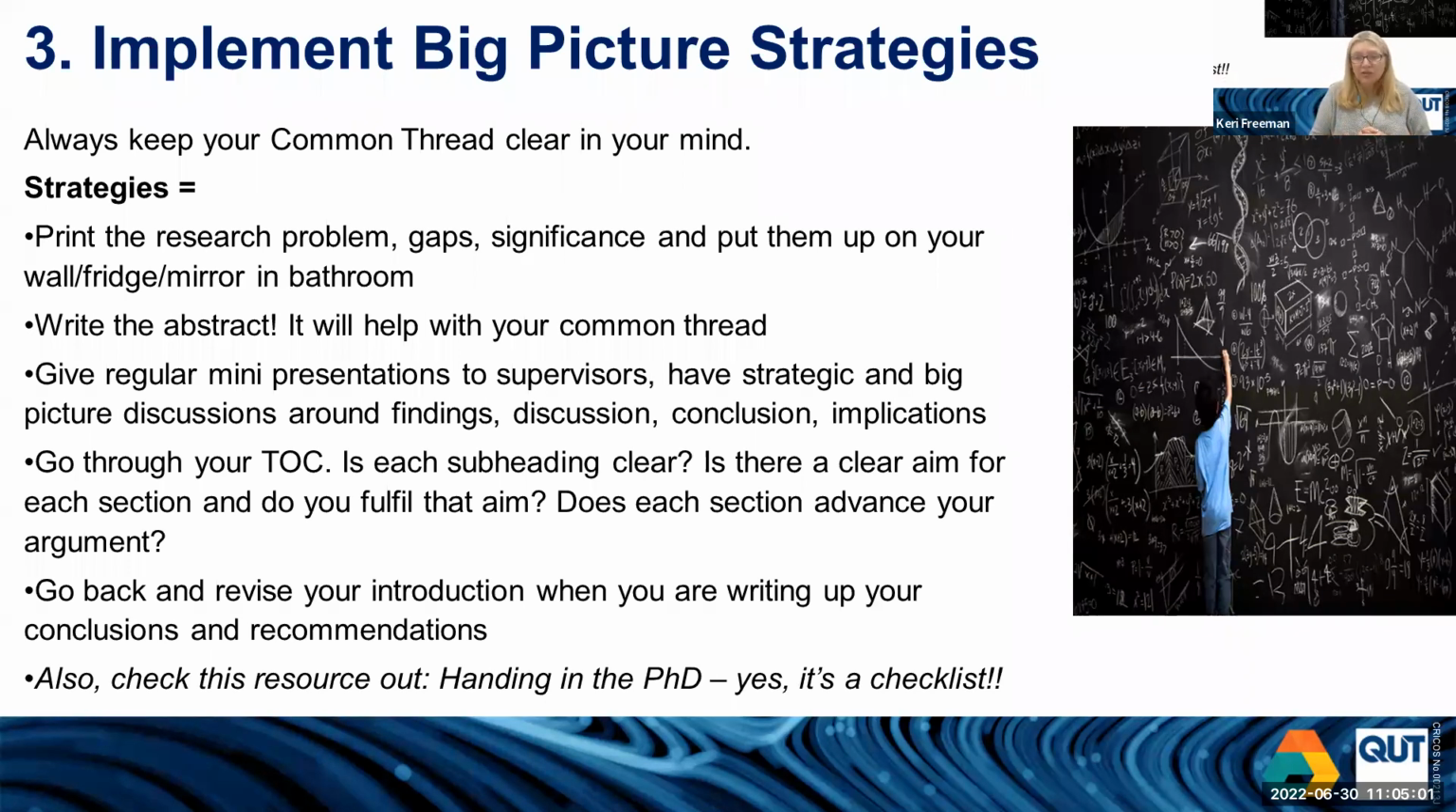Go back and revise your introduction chapter when you're writing up your conclusion. They are mirrors. Okay, so that's a really good strategy as well. What's in your introduction should be in your conclusion and vice versa. Although obviously your introduction, you're saying, here's some questions, here's some aims. Your conclusion is saying, here's the answers to those questions and I've achieved my aims. I actually have a link here for this very good checklist, to be honest. It is just a checklist, but I think it's quite good.